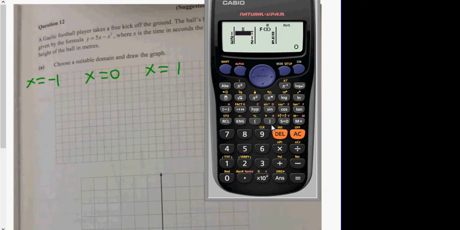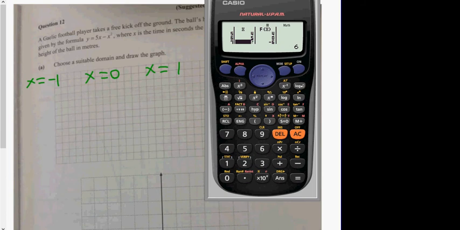Step 1. At x equals 0, time equals 0, the player hasn't kicked the football yet, because it's 0 off the ground. After 1 second, it's 4 meters off the ground. After 2 seconds, it's 6 meters. After 3 seconds, it's 6 meters. After 4 seconds, it's 4 meters. After 5 seconds, it hits the ground again, doesn't it? And 6 seconds would mean it's 6 meters underground. Is that possible? No, because it can't go underneath the ground.